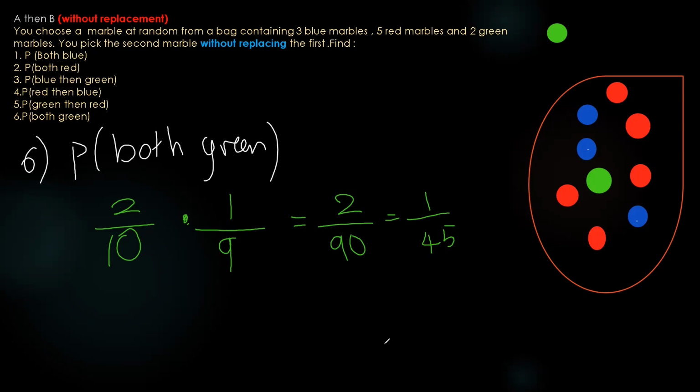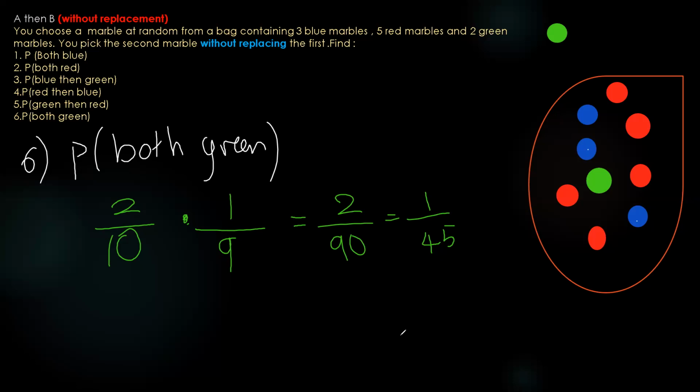This here is the probability of the event A, then B without replacement. So an event A, then B without replacement is an example of a dependent event.